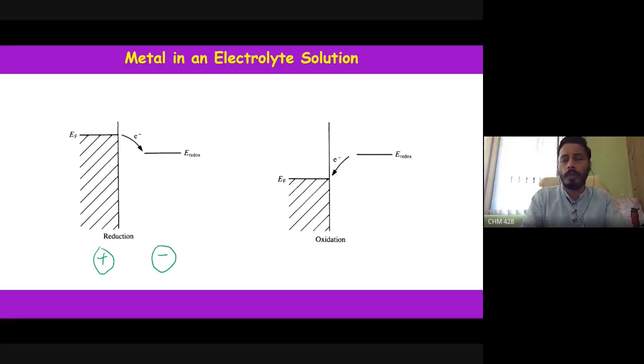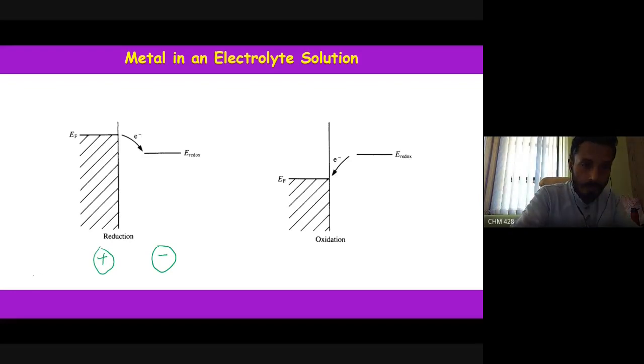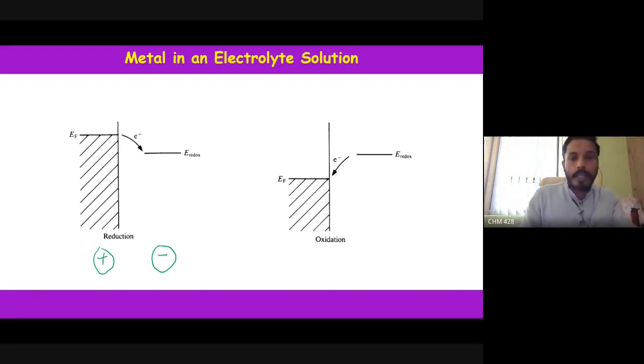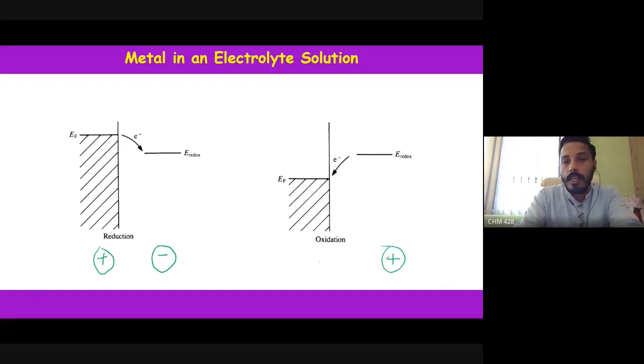What about the opposite situation? That is shown on the right-hand side, where the Fermi level of the solution species is higher than that of the metal. In that case, electron flow will be reversed. What is the consequence? The solution will acquire a positive charge and the electrode will acquire a negative charge. This is very, very important.